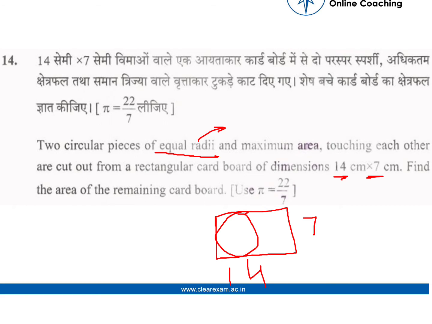This is one circle and this is the second circle, and these circles are equal. We have to find the remaining area, meaning after cutting out these circles, the area left over here, here, and here. The radii of the circles are equal. So let's see the solution.